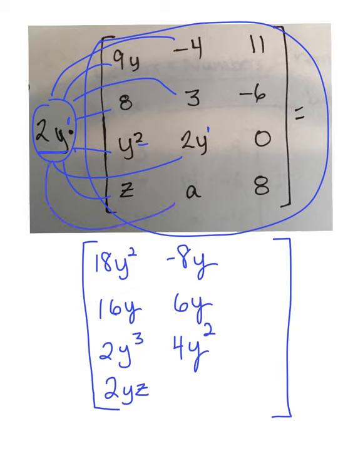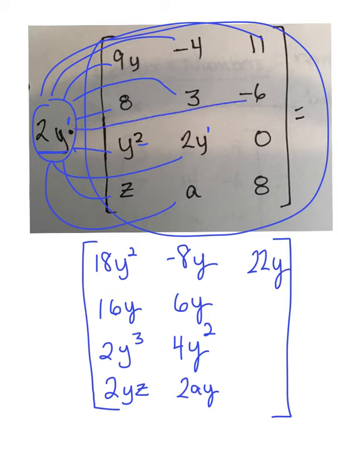2y times a, there's no other numbers, so it's 2. And then there's a letter. There's an a and there's a y, so a, y. 2y times 11, 2 times 11 is 22. There's no other letters, so just bring the y over. 2y times -6, -6 times 2 is a -12, and bring down the y.